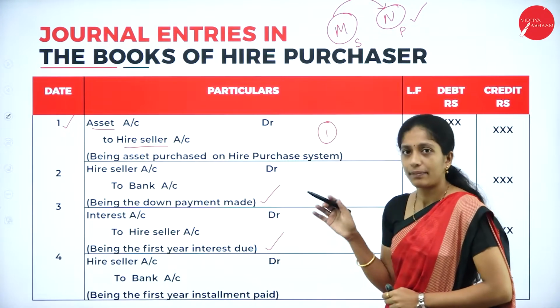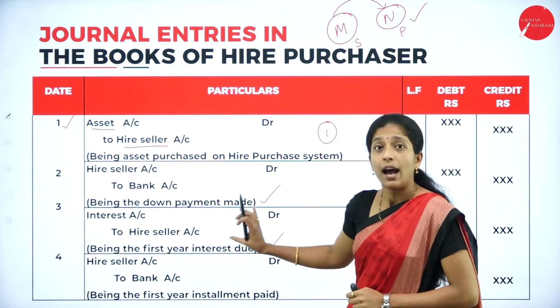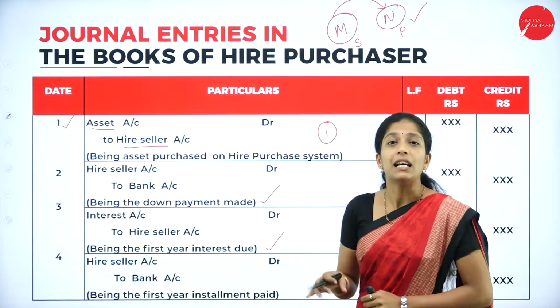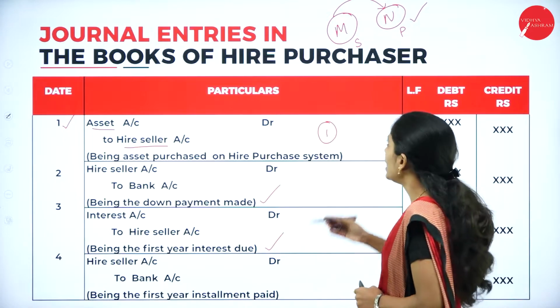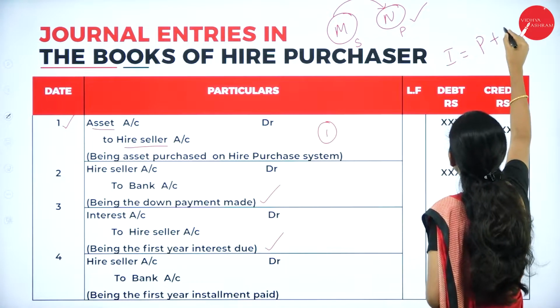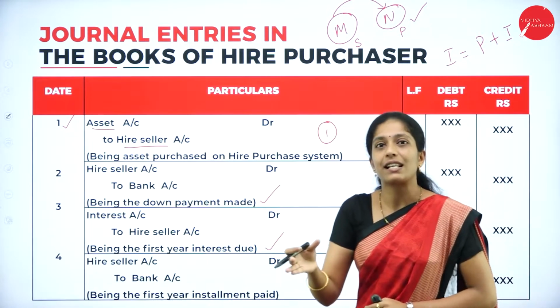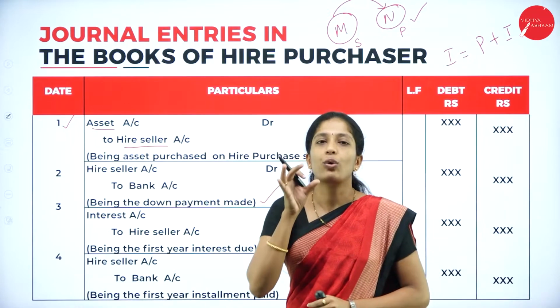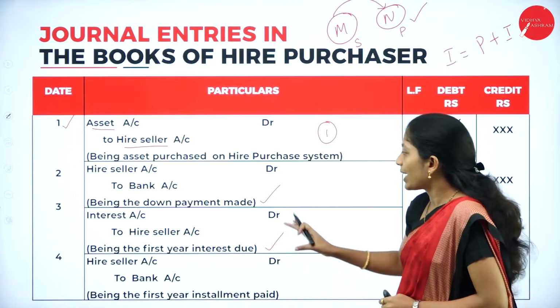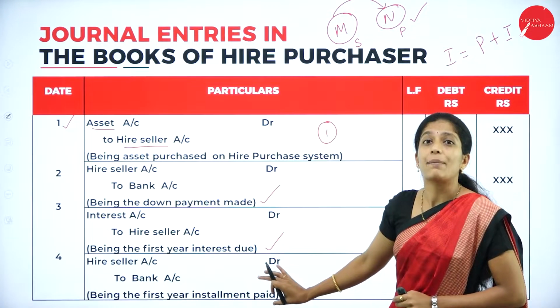And the next one is we have to pay the installment. So we know what is the interest due. Along with interest, we have to make the installment, right? So here, installment is equal to principal plus interest. So here, principal amount plus interest. That is the total of the installment. Next entry is for installment paid.